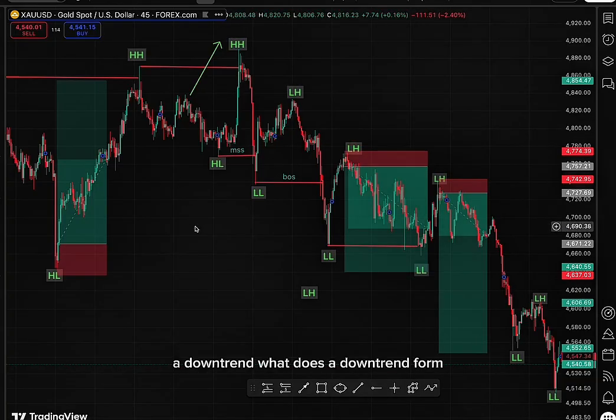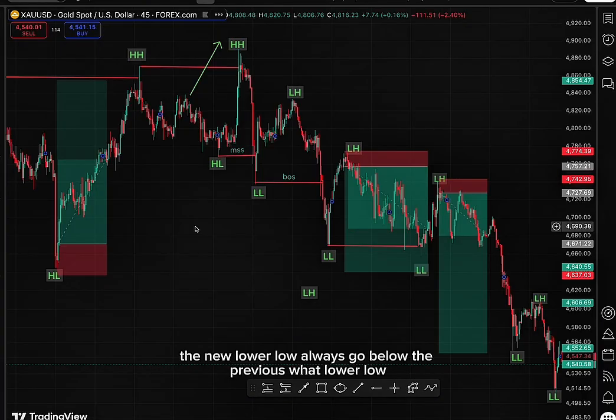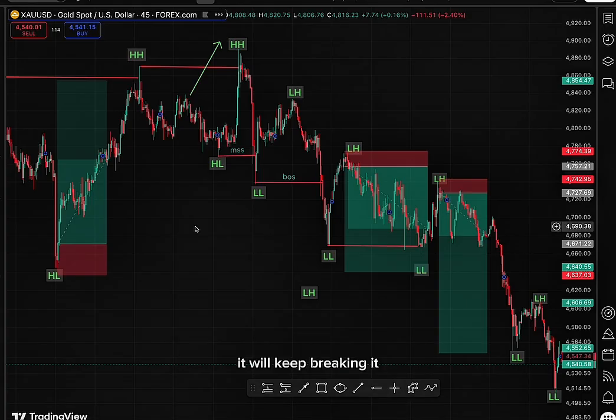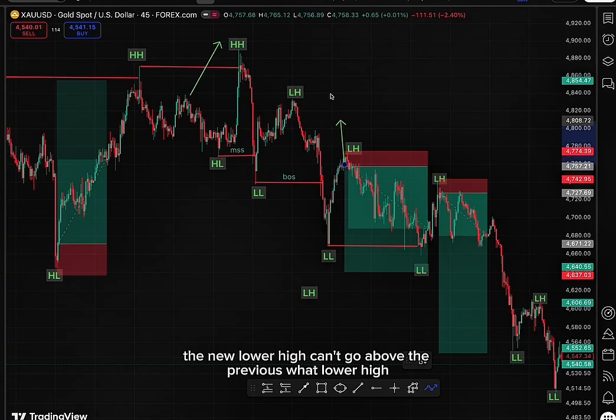A downtrend. What does the downtrend form? It gives us a series of lower low and lower high. Lower low, lower high. An uptrend, higher low, higher high. Okay? The downtrend, the lower low keeps forming. The new lower low always goes below the previous what? Lower low. It will keep breaking it. The new lower high can't go above the previous what? Lower high.